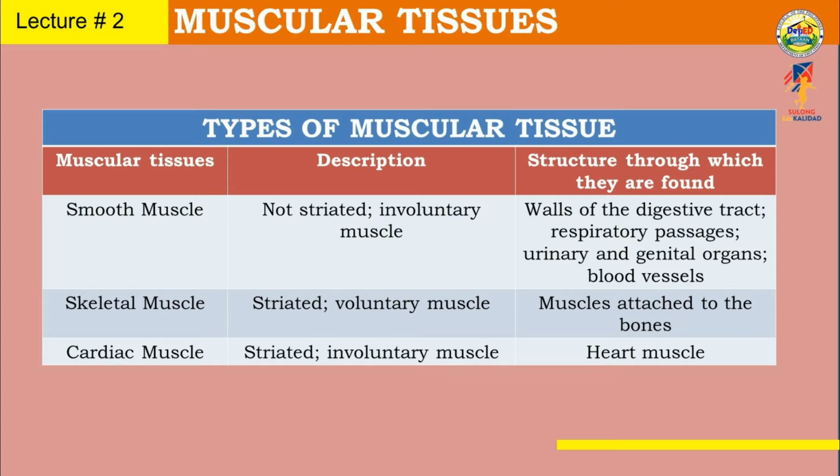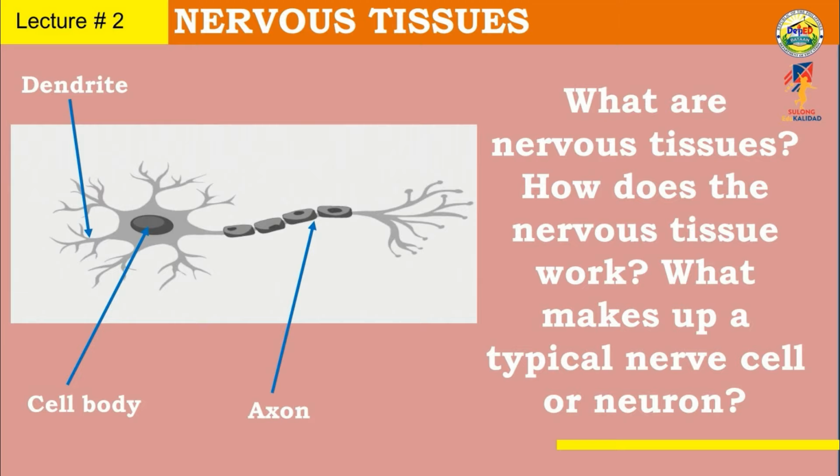And last one, we have the nervous tissues. So we are going to answer these questions. What are the nervous tissues? How does the nervous tissue work? And what makes up a typical nerve cell or neuron?